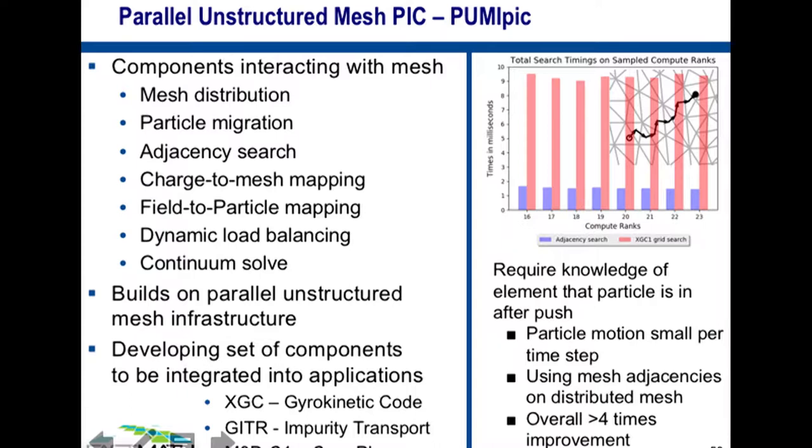Within this already, we've got a factor of four improvement in the actual location of what element a particle is in once it's moved, although more than half of that came from just realizing, always check the element you're in first, because over half the time they don't move past that element. So how do we deal with the distributed mesh?